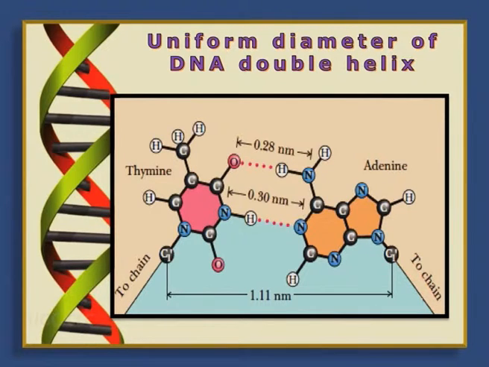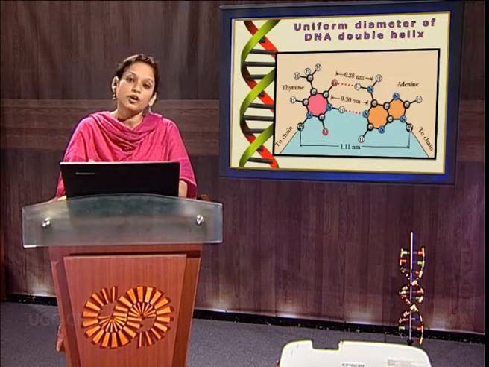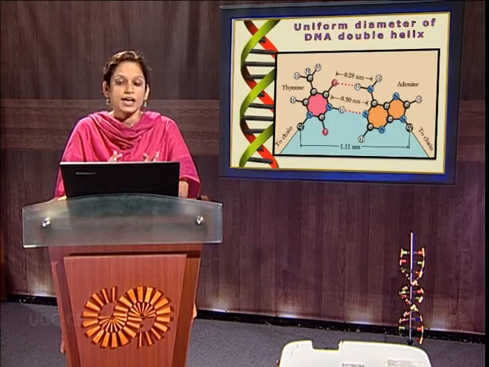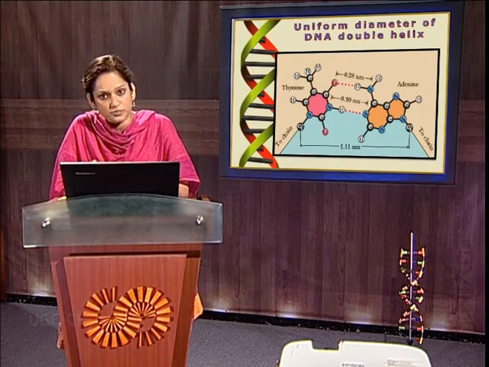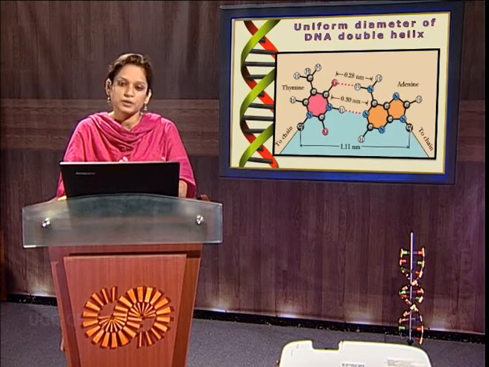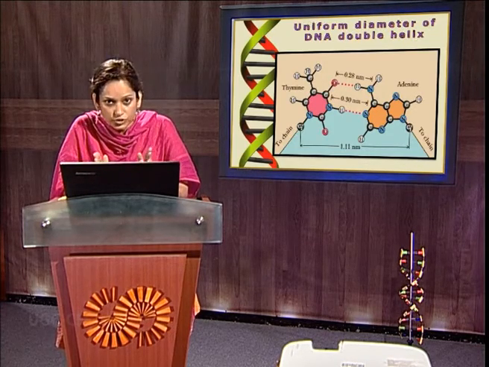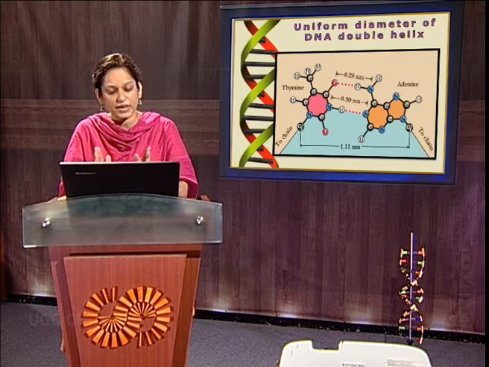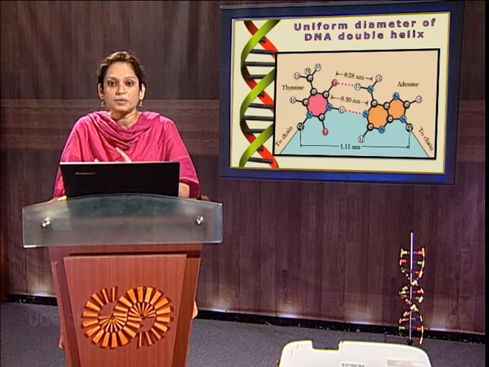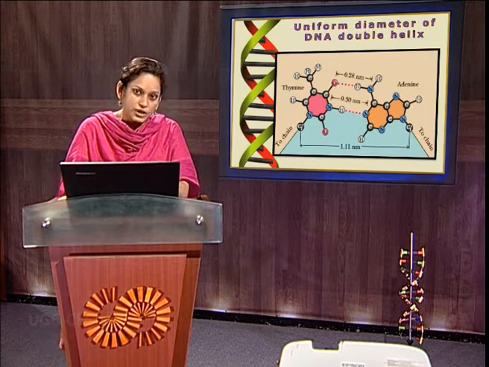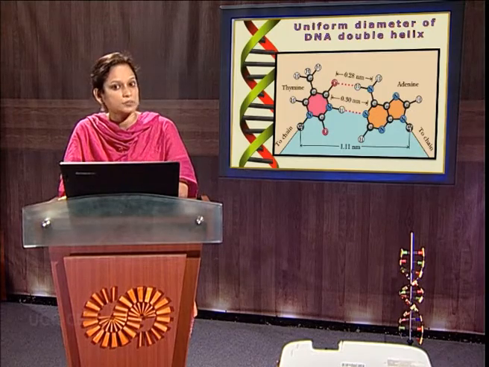This is because for the proper formation of hydrogen bonds, an adenine always base pairs with thymine and a guanine always base pairs with cytosine. Thus, a purine always base pairs with a pyrimidine and a pyrimidine with a purine, making the diameter uniform throughout. Had a purine base paired with a purine or a pyrimidine base paired with a pyrimidine, this would not have been the case.